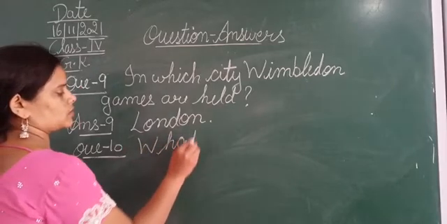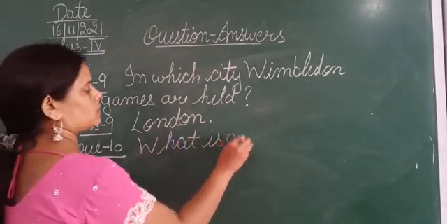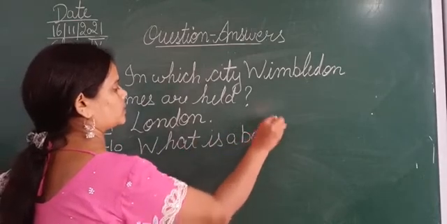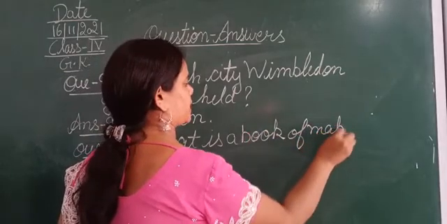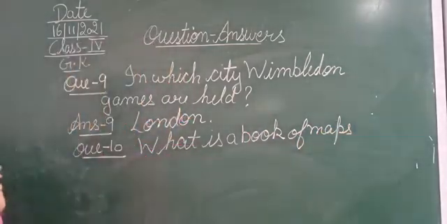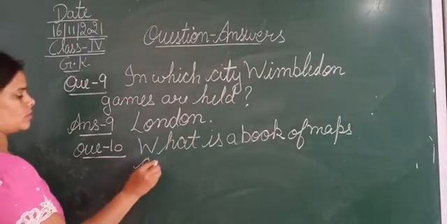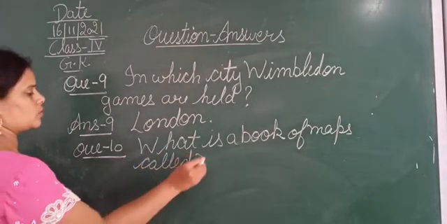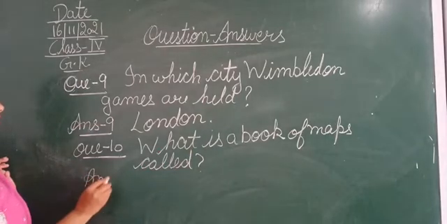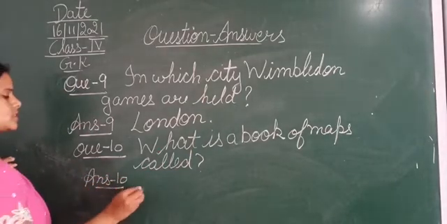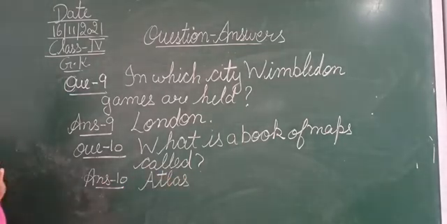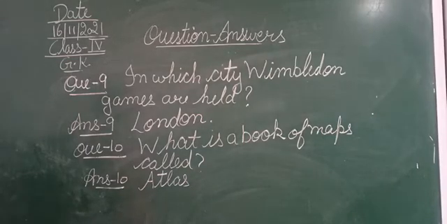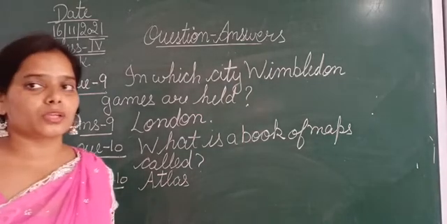What is a book of maps called? The answer is atlas. A book of maps is called atlas. So this is the answer number 9 and 10. You can pause it here and note it down in your notebooks.